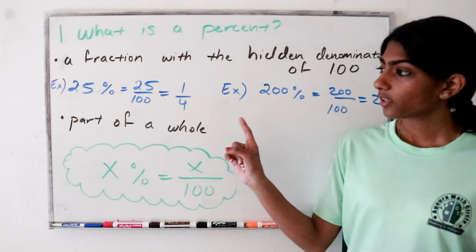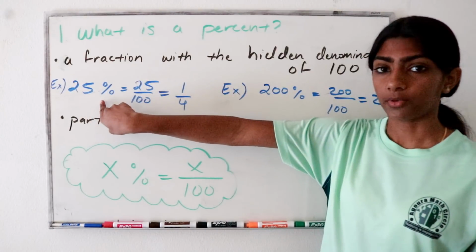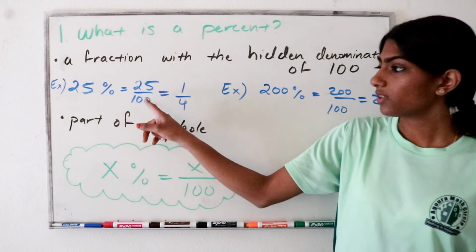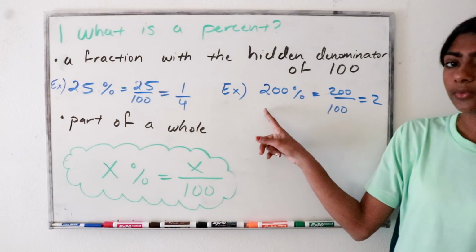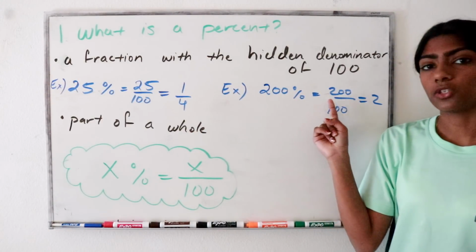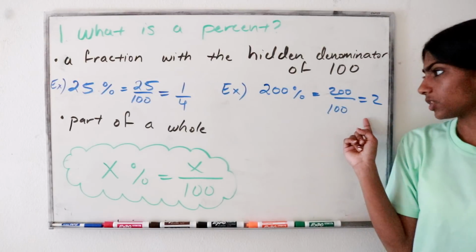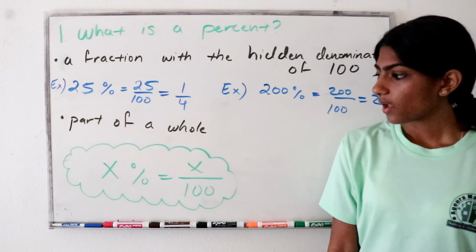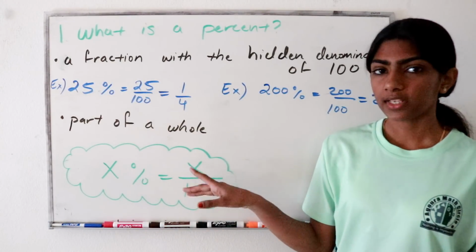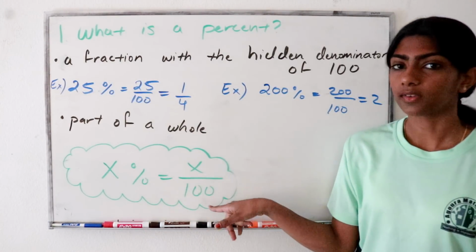Let's look at these examples. When we say 25%, and this is a percent symbol, we're essentially saying 25 over 100, which simplifies to 1/4. And here's another example. When we say 200%, we're saying 200 over 100, which equals 2. So it's just like a fraction, it's a part of a whole. And a way to remember that is that x% equals x over 100.